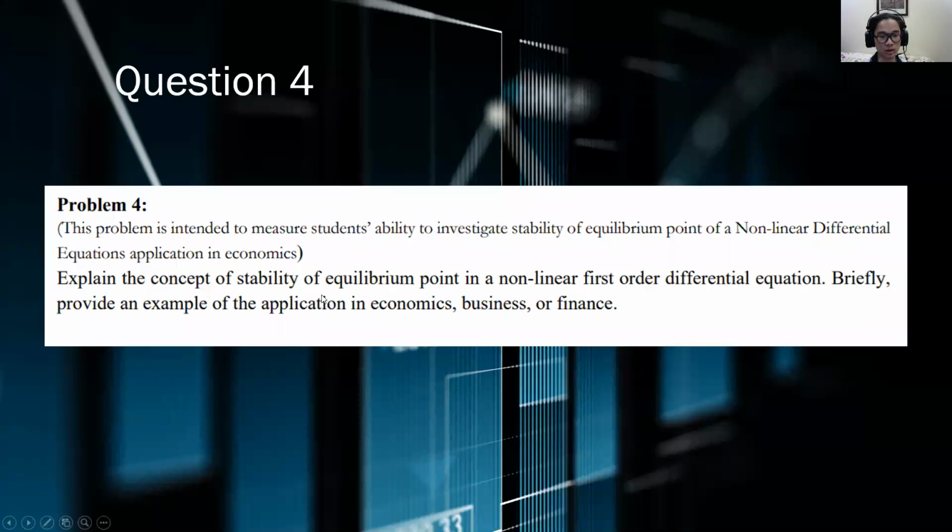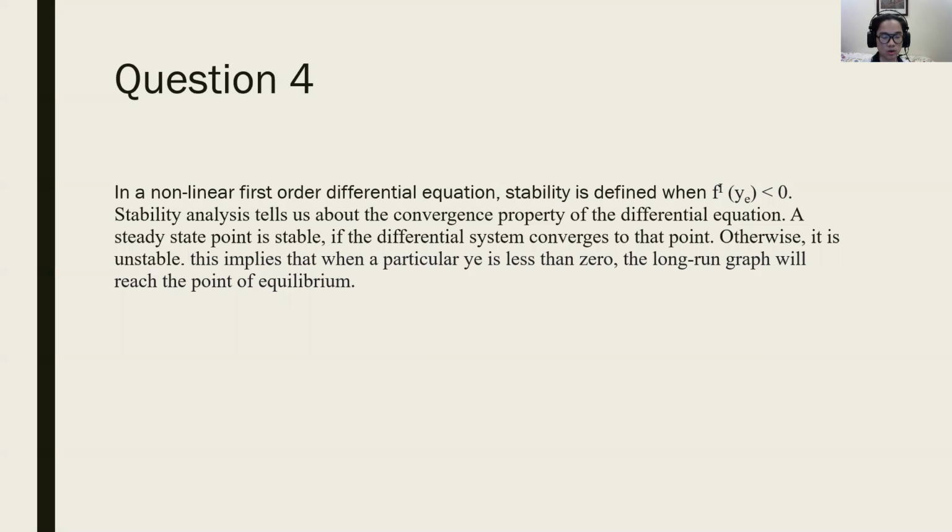That is it. Moving on to the last question, which is to explain the concept of stability of an equilibrium point in a nonlinear first order differential equation. And then we are also asked to provide an example of the application in economics, business, or finance. All right, so I'm going to explain the first question first. Basically, in a nonlinear first order differential equation, stability is defined when f prime at ye is less than 0. Basically, the analysis tells us about the convergence property of the differential equation itself.